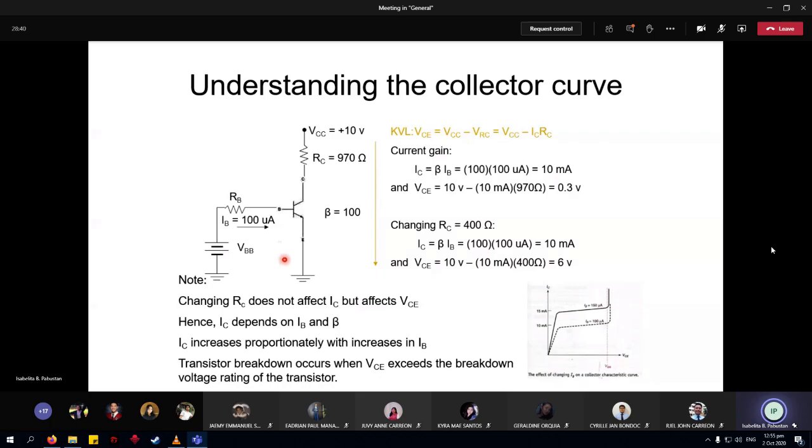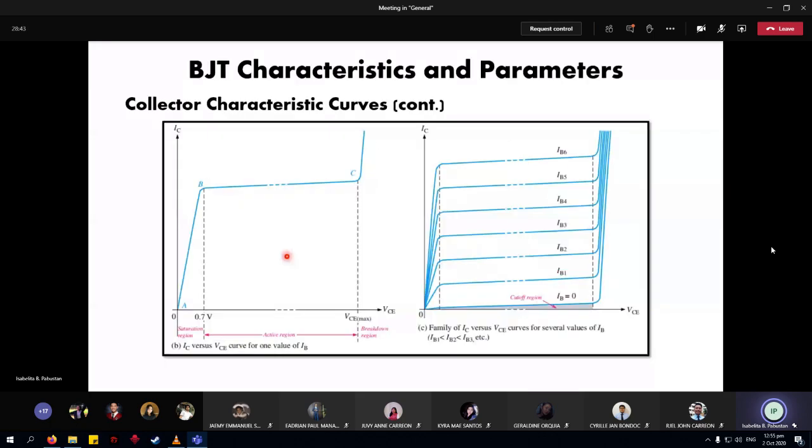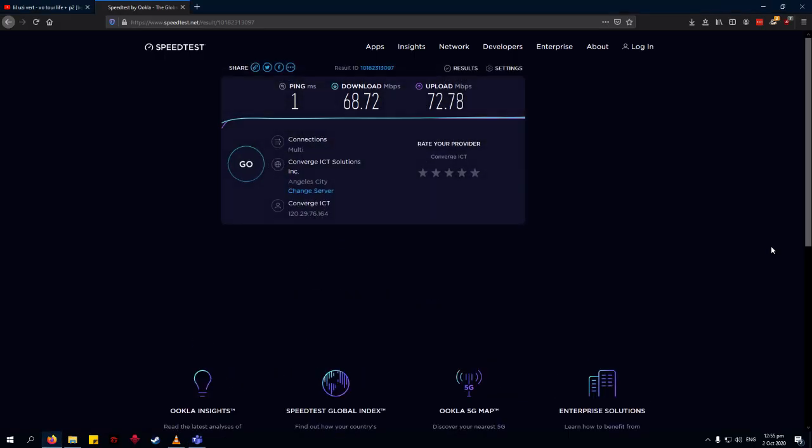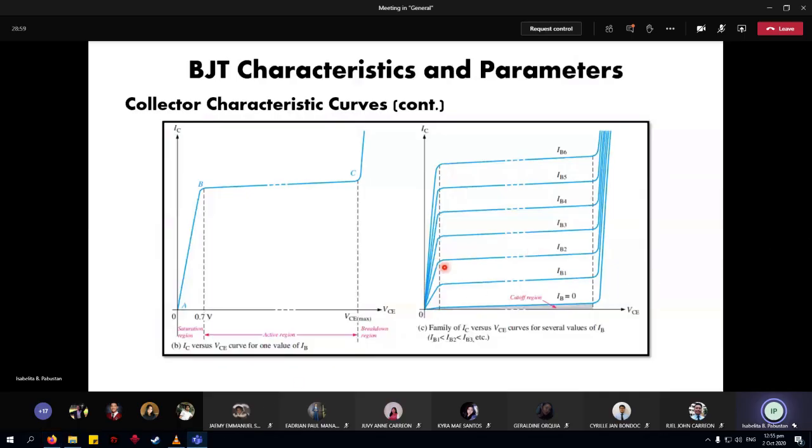Okay, when you increase IB na, no? So maybe it's IB1. So you will be getting the same thing. So it depends kung ilang ang IB. So paisa-isa lang ang kuha, no? Isang IB, many readings. Another IB, many readings of VCE and IC. Okay? So this is your collector characteristic curve.